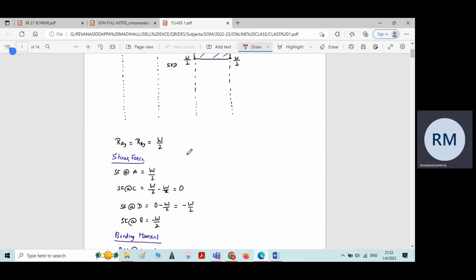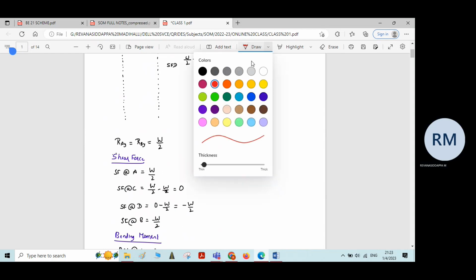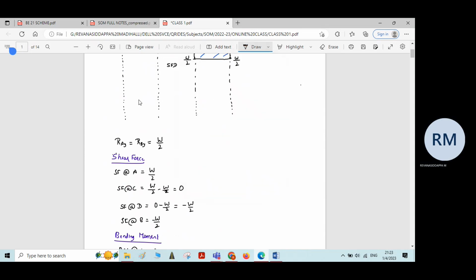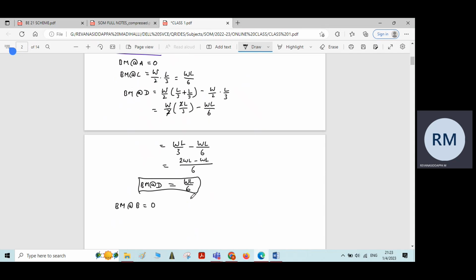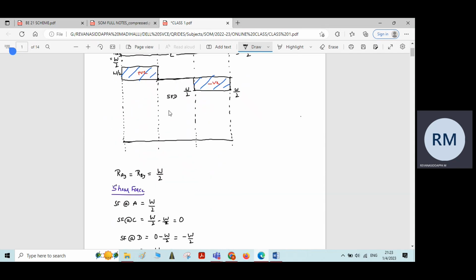And if I draw the bending moment diagram, bending moment at A is 0 and bending moment at C is WL by 6, and at D it is WL by 6, the same value at C and D. At point B, the last point, bending moment is 0.